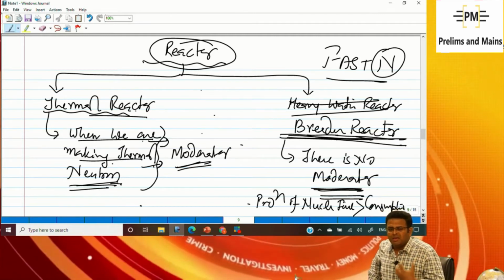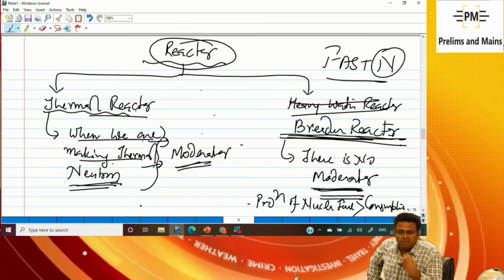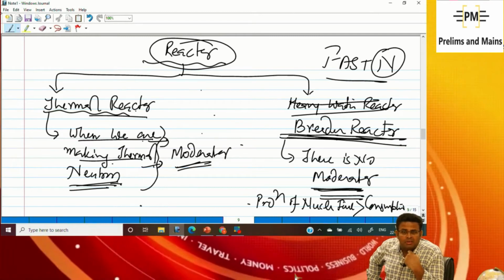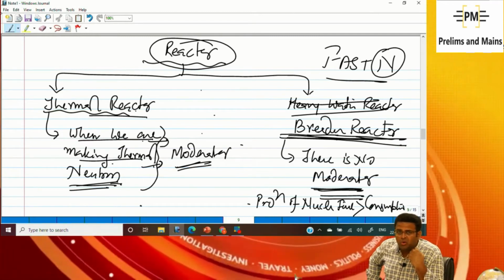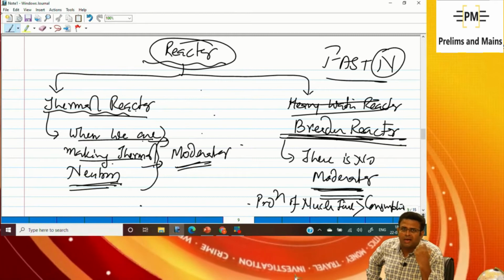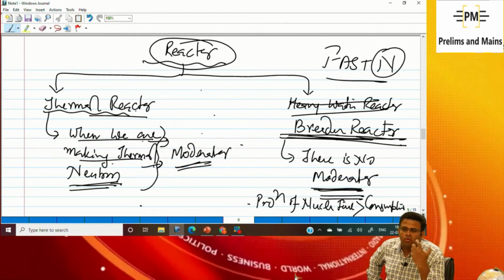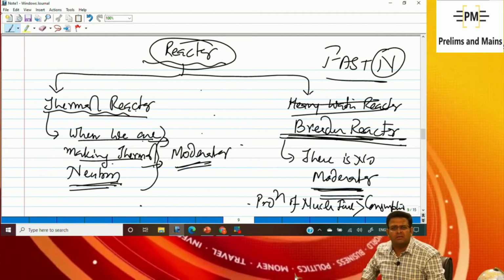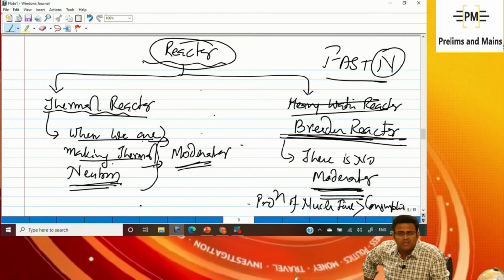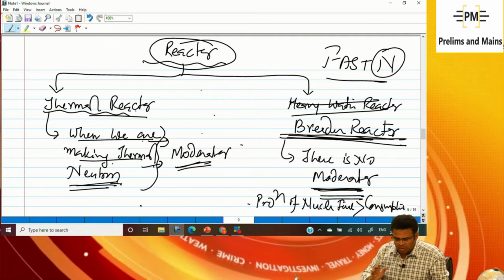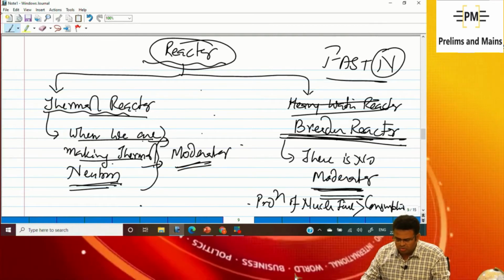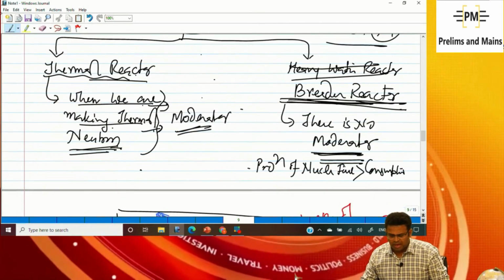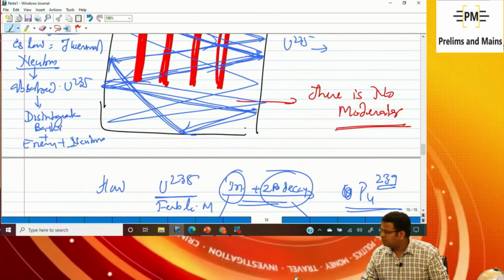When I studied, I don't know how many days it took me to understand all this, and nobody taught me. Nobody said, go and read fast breeder reactor, and everybody is reading but nothing they are understanding. How will they be able to analyze? So here we are able to see one thermal reactor and one breeder reactor, perhaps it is clear to all of you.